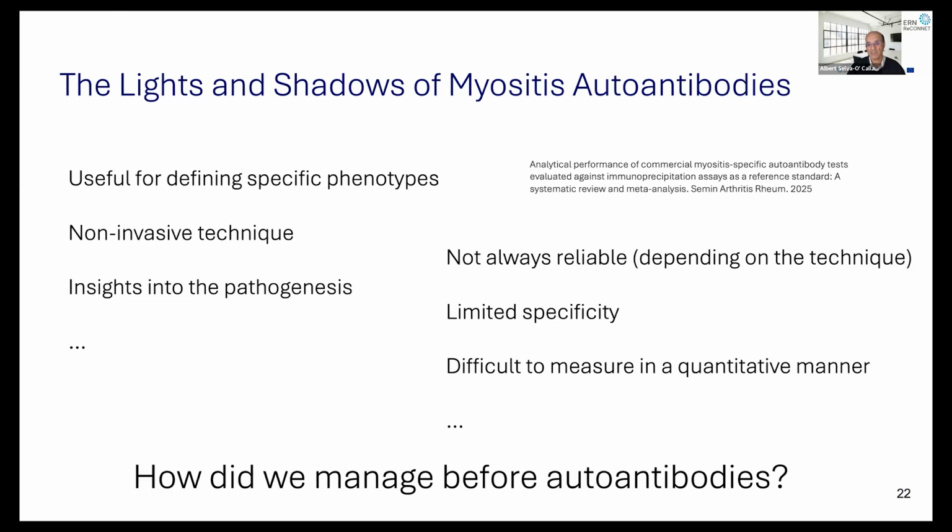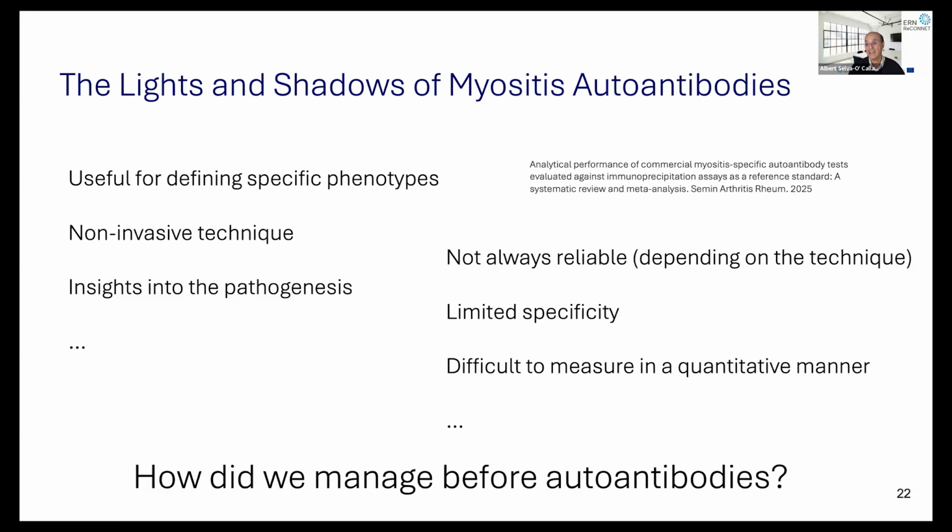They have limited specificity, and are not always reliable, depending on the technique. I recommend reading this very nice paper here, published one month ago in Seminars. It's a study of the IMACS group with the leadership of Takahisa Gono. And in this study, it's demonstrated that there's not a very good concordance between different laboratories. So this is an important point to address in the near future.